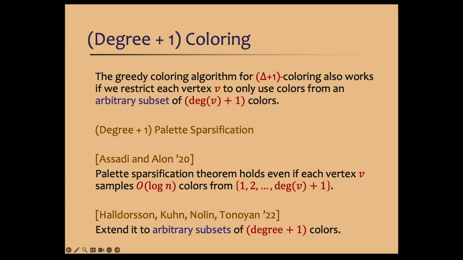Shortly after our work, Assadi and Alon showed that the answer is yes, but only for the special case where the colors are 1, 2, 3 up to degree of v plus 1 at a vertex v. The general case is when these lists are arbitrary, and that also got resolved recently. So the result holds.